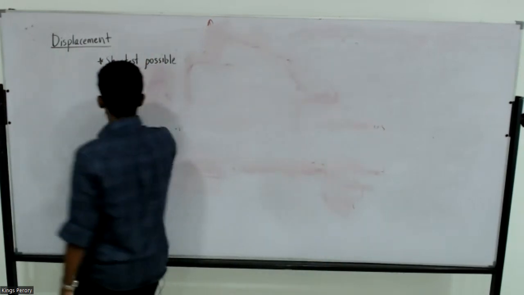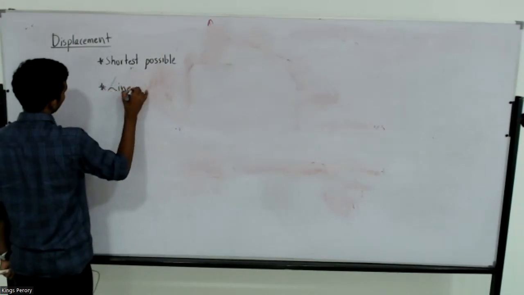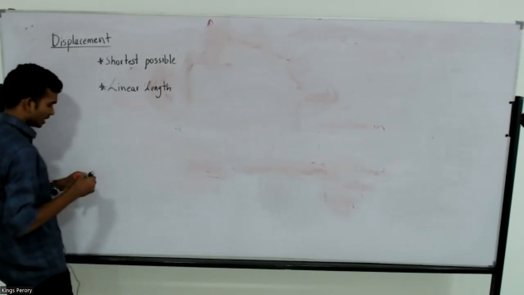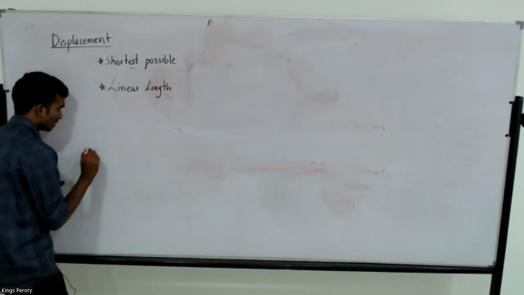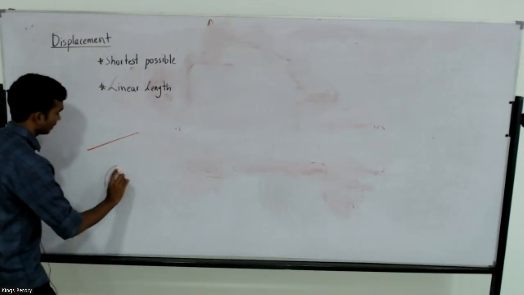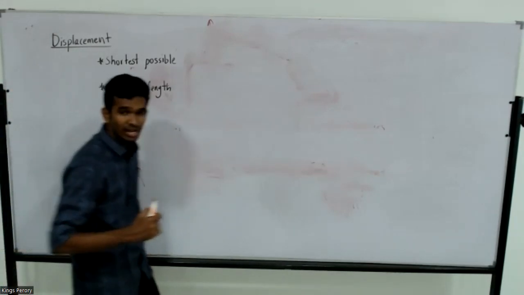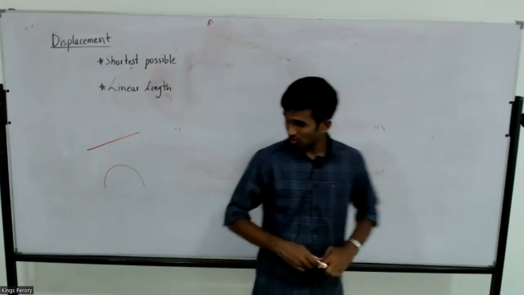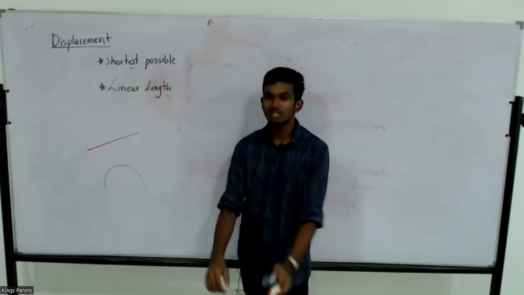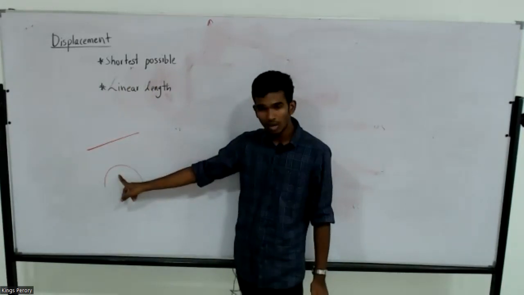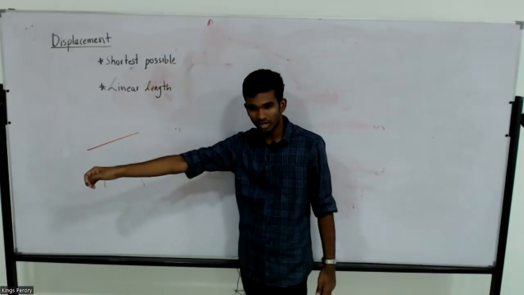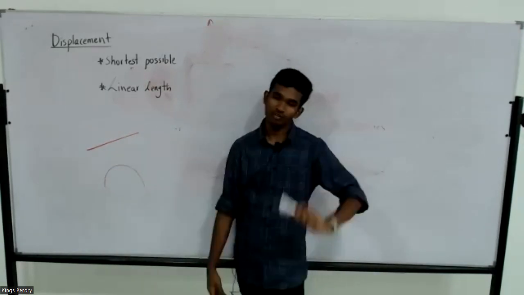What do you mean by linear length? Remember, linear length means a straight line length. It cannot be a curved line. It is a straight line length. So displacement is the shortest possible. It should be shortest. Can it be a curved path? No. Linear length between what and what? Initial point and end point, or starting point and finishing point.